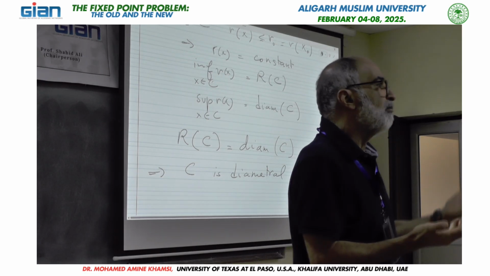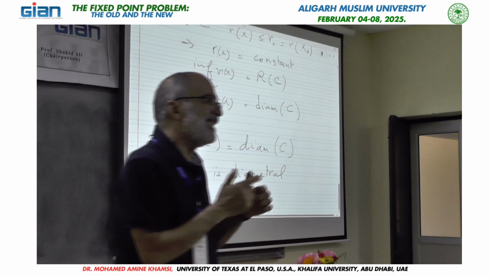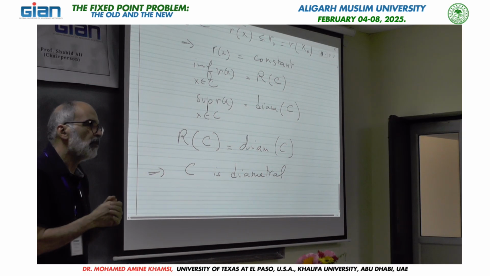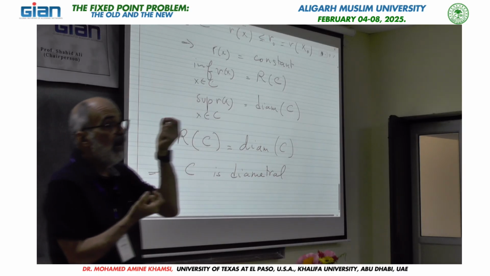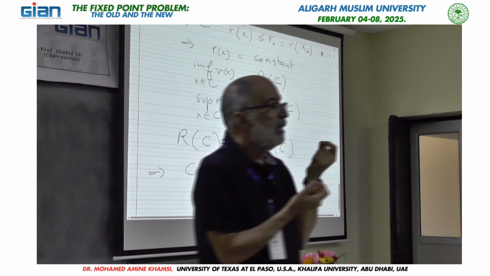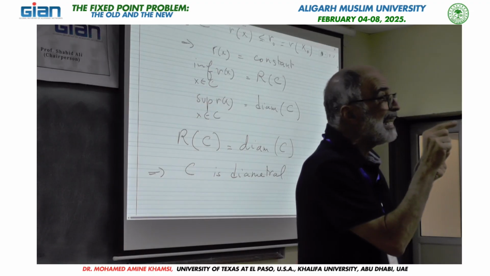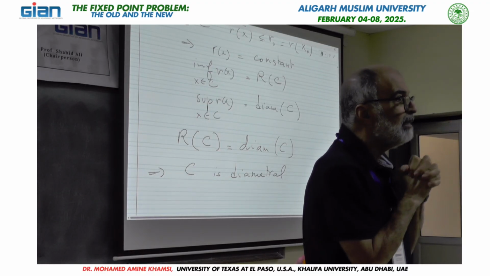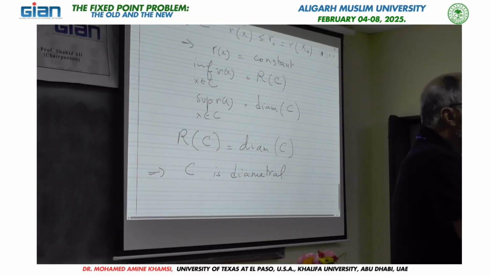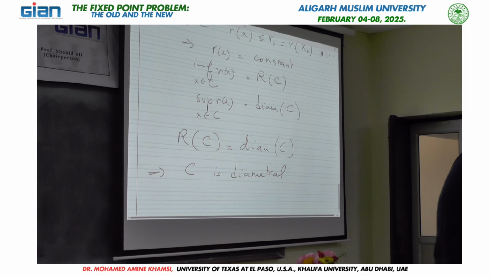So what does that mean, non-diametral? Think about it this way. What does that mean, non-diametral? It means I can find an element in the set such that R of x is strictly less than the diameter. Yes? That's the definition of the normal structure property. That's exactly the definition of the normal structure property.